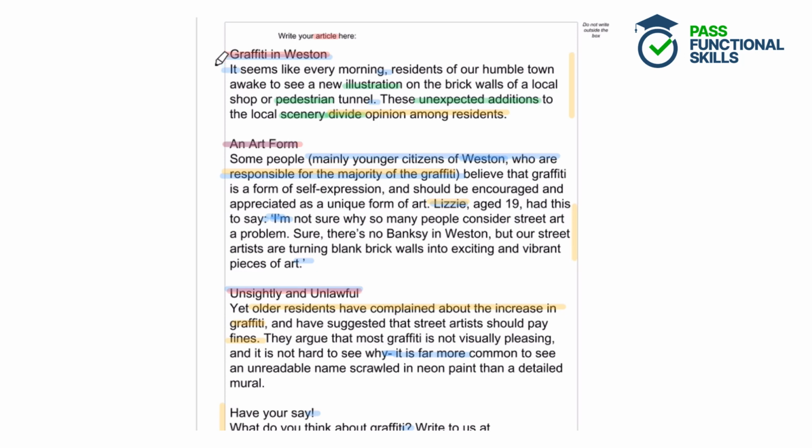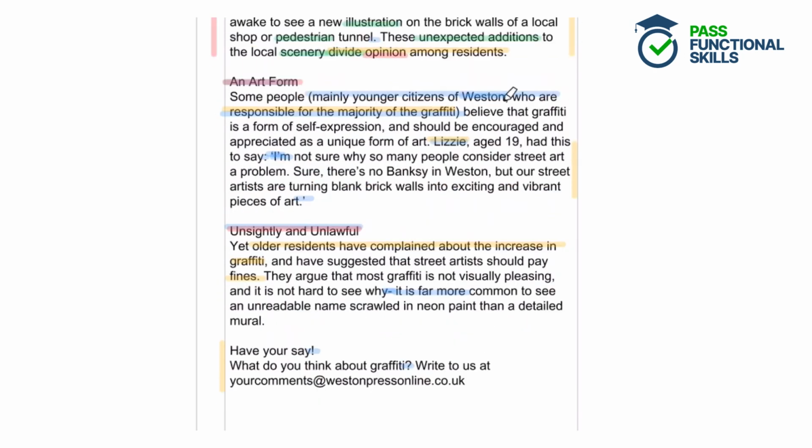In every single piece of writing that you do, you'll also need to use paragraphs. So we have several paragraphs here, and each paragraph talks about a slightly different aspect of the topic. So this first one, we have a bit of an introduction to the graffiti, and it introduces that we're going to talk about different people's opinions on this. Then we have the positive perspectives on graffiti, followed by the negative ones. And then finally, we have a conclusion and an option for the reader to engage in the conversation.